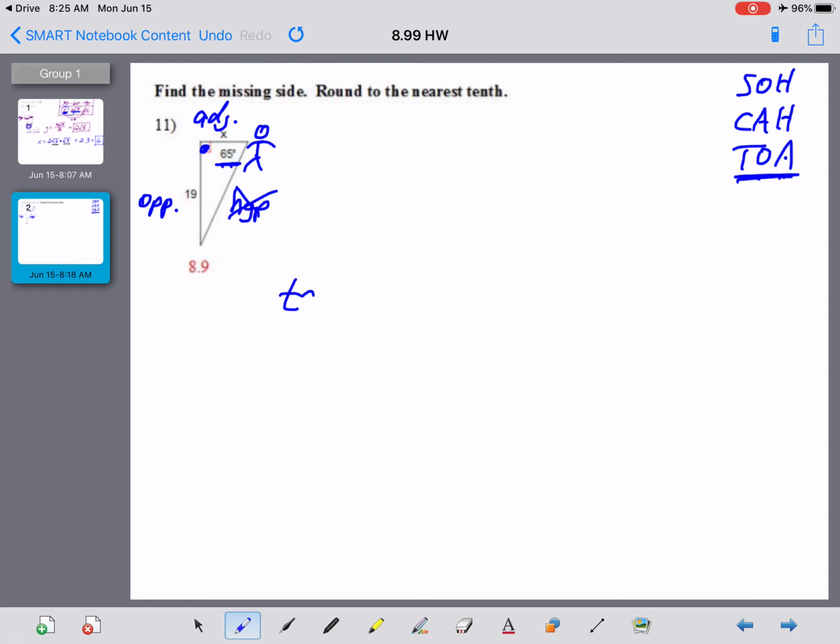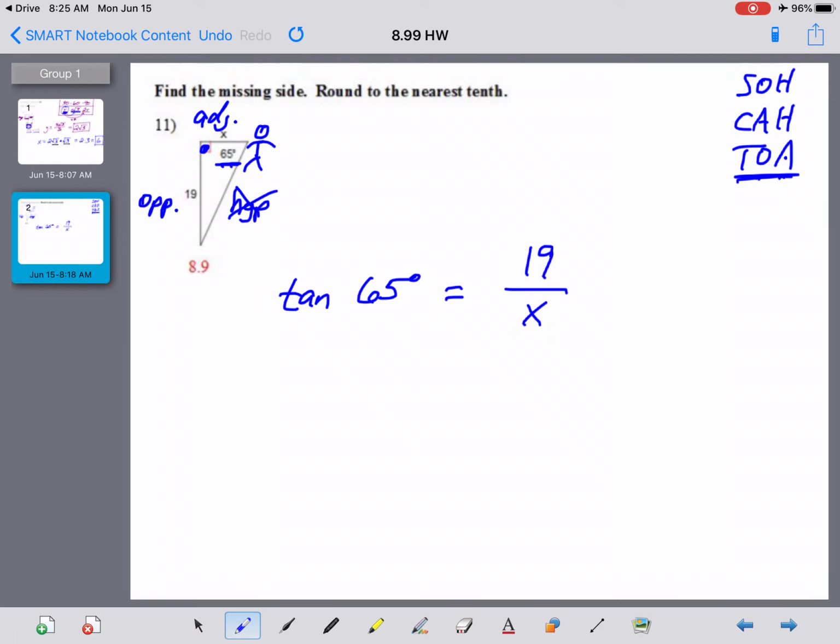So we write tangent, and we always follow a sine, cosine, or tangent with the angle. We know that our angle here is 65 degrees, so we'll run with that. Tangent of 65 equals, and the fraction we're dealing with now, opposite leg over adjacent leg, that's the definition of tangent. Opposite leg is 19, and adjacent leg is x.